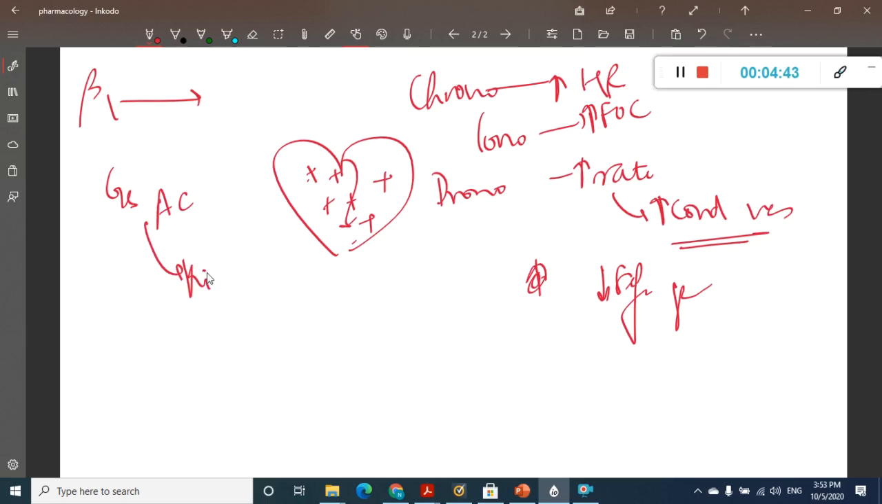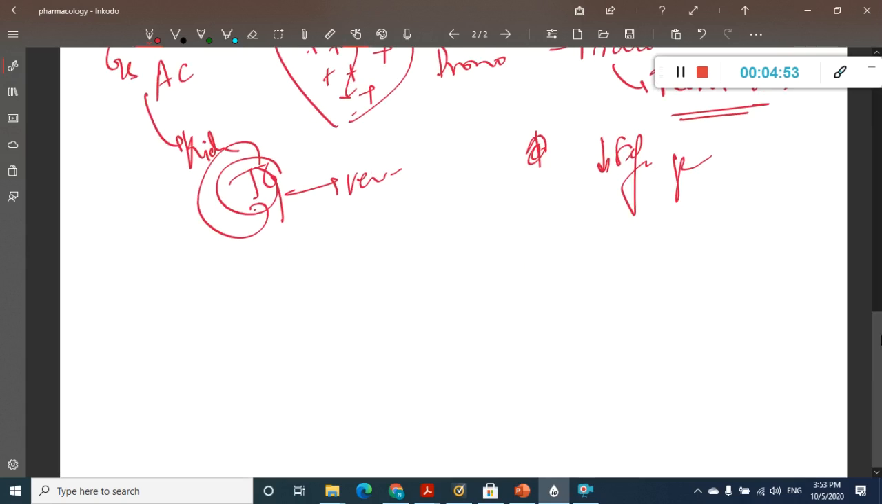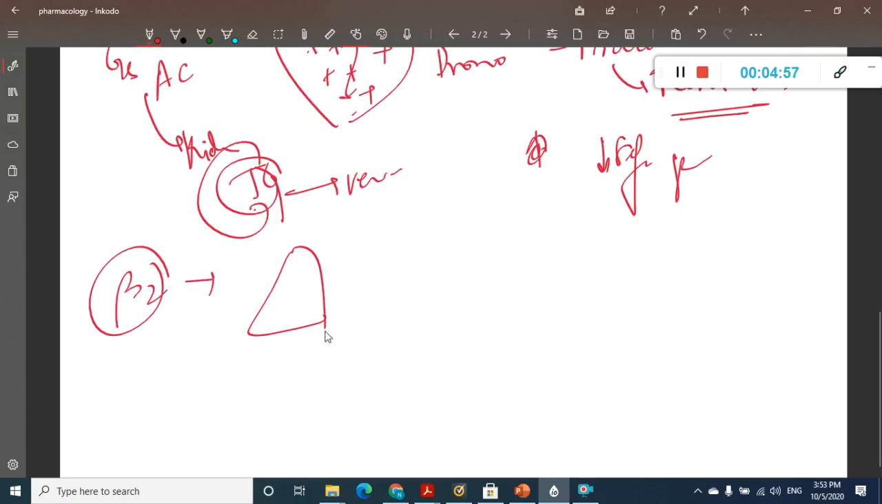This beta receptor is also present in the kidney. In the kidney, it acts on JG cells and leads to release of renin. So that is beta 1 action. Then the next receptor, beta 2. Beta 2 is present in the lungs and it causes bronchodilation.